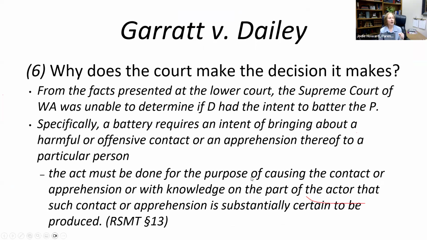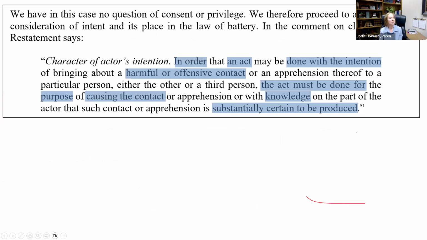So the act must be done for the purpose of either causing the contact or with knowledge on the part of the actor that such contact or apprehension is substantially certain to be produced. Even if you don't purposefully intend for that specific contact, you don't intend for her bum to hit the ground, but if you know with substantial certainty that it will happen, that's enough for the right kind of intent for battery. And that's where we can pull that out from the case, right? They're citing to what we call the Restatement of Torts, where they're putting that information in there.